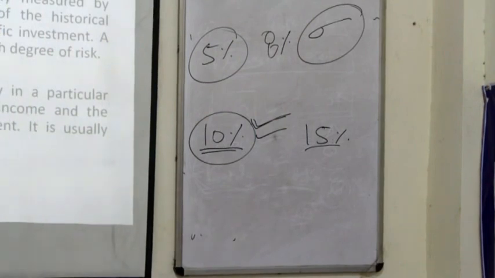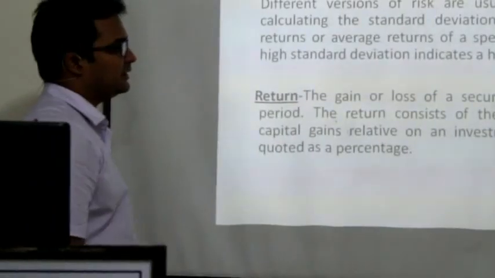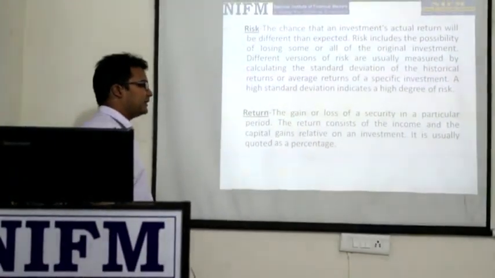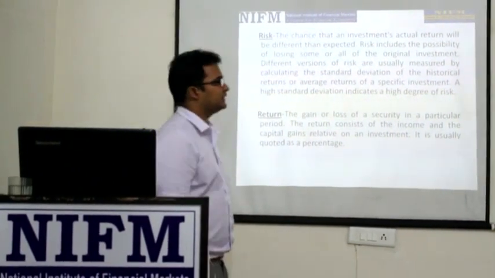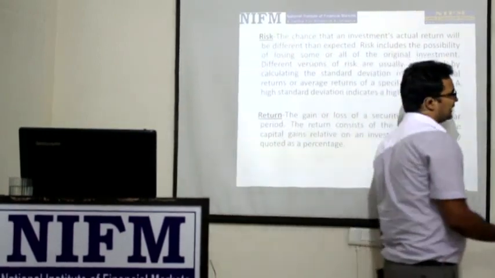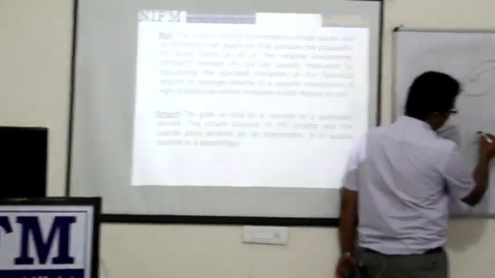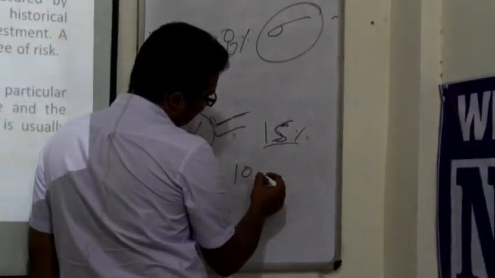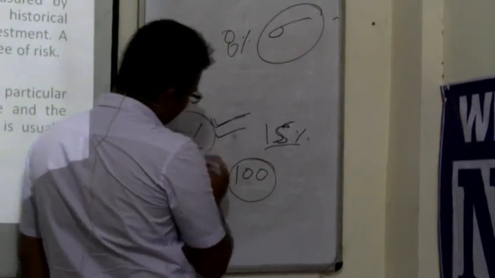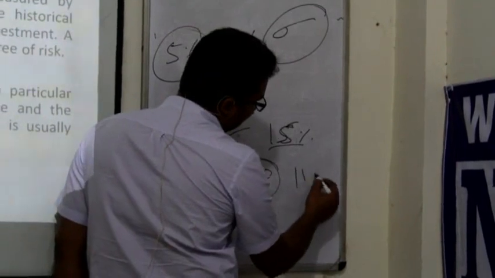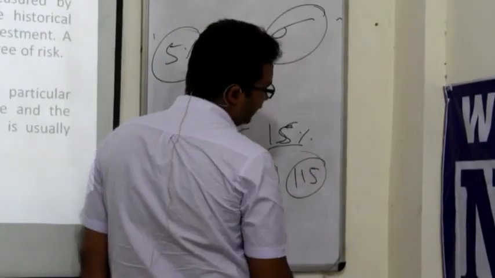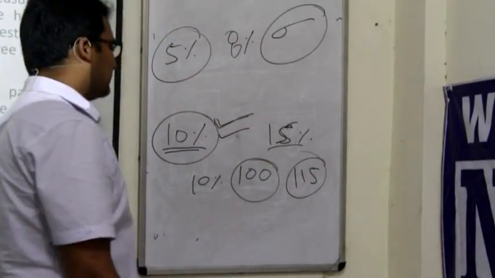Return, the gain or loss of a security in a particular period. The return consists of income and the capital gain relative to an investment. It is usually quoted in percentage. So return, say as I have told, 15%. That means if I have invested 100 rupees, I am taking a risk to get a return of 115 in the near future, or maybe in a certain time.